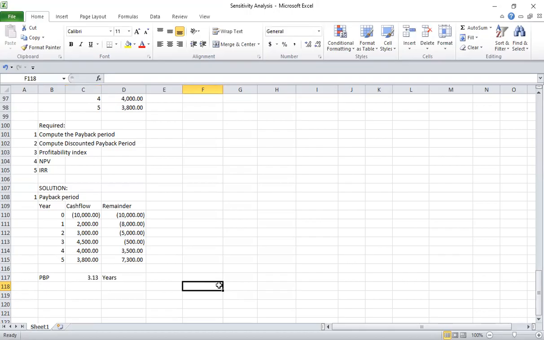The payback period is therefore 3.13 years. The 3.13 years means that we have 3 years and then 0.13 over year. 0.13 over year is normally how many months? So it is 0.13 times what? Times 12. In terms of months, 0.13 is 1.56, more or less like 2 months. So the payback period is therefore 3 years, and around 2 what? 2 months. And around 2 months.